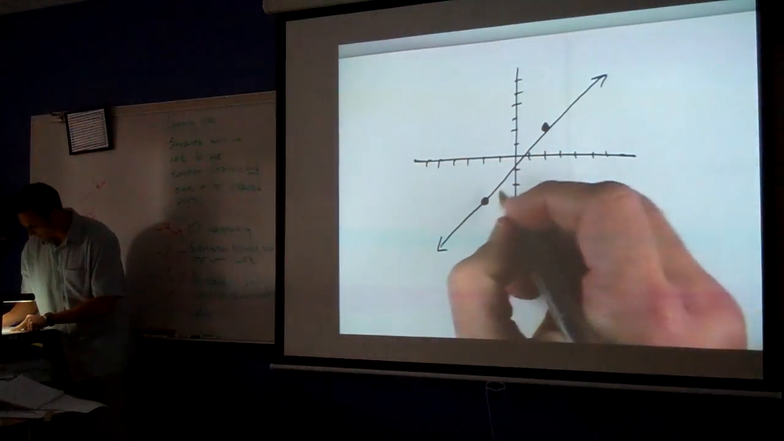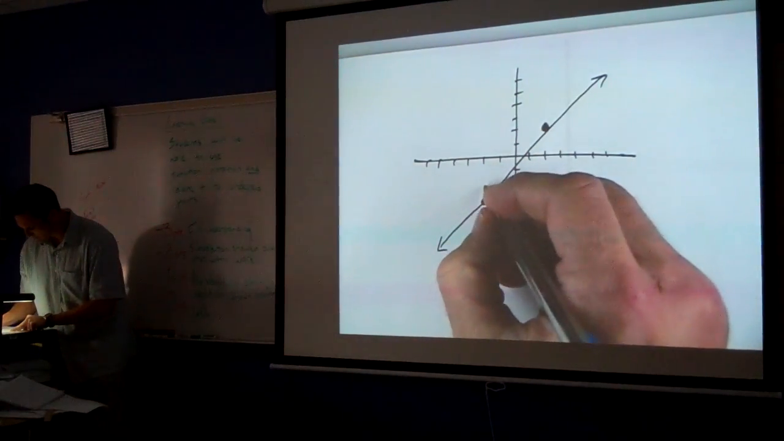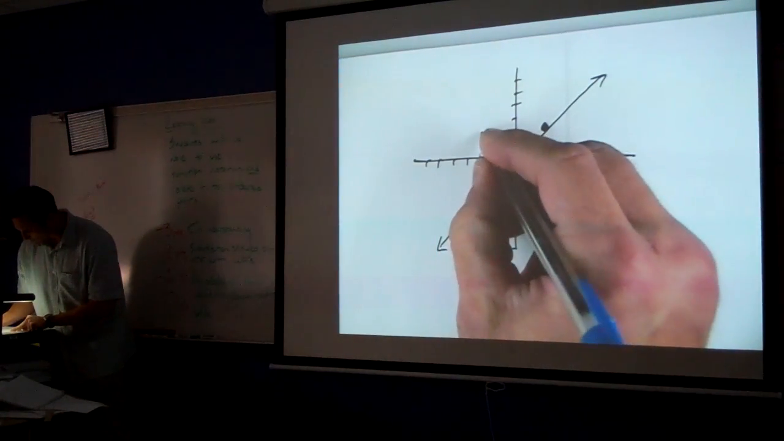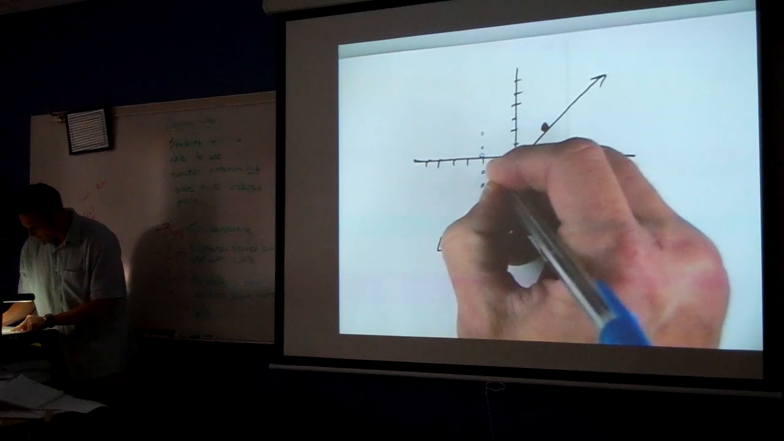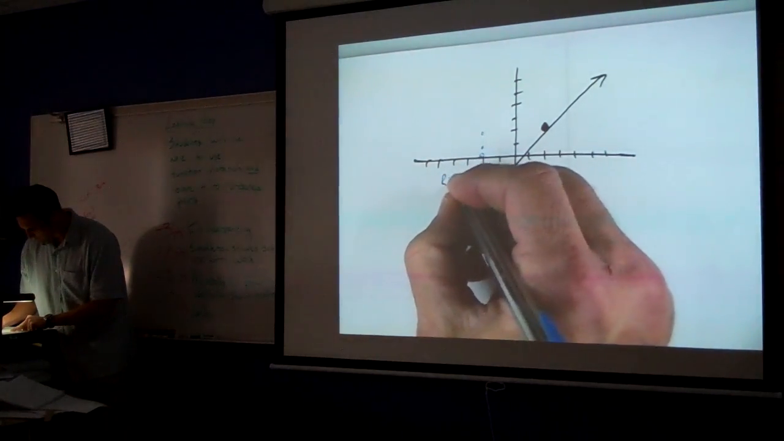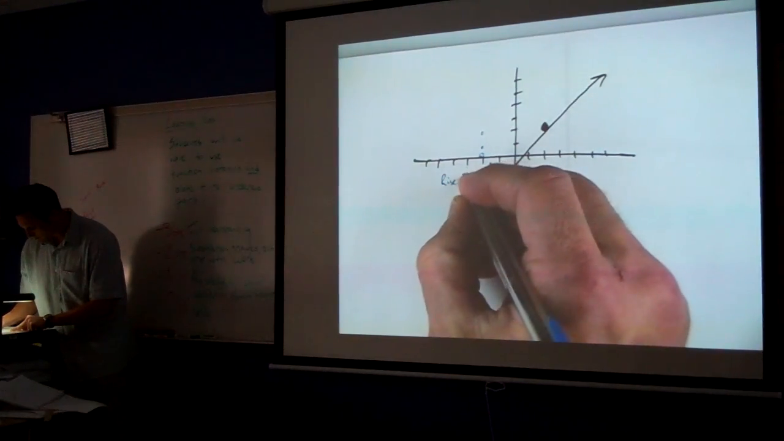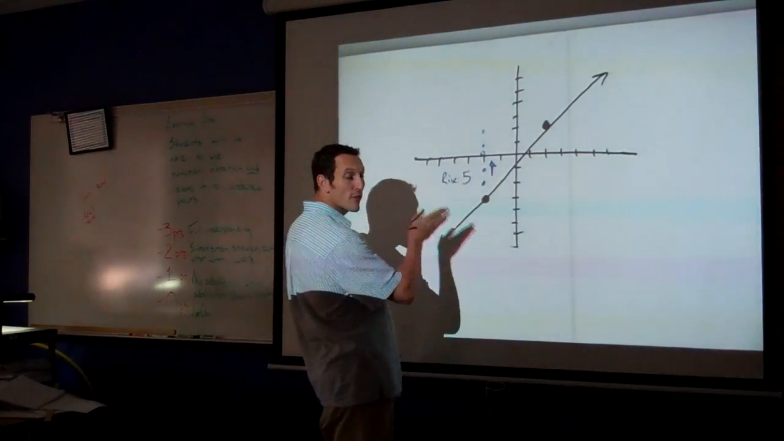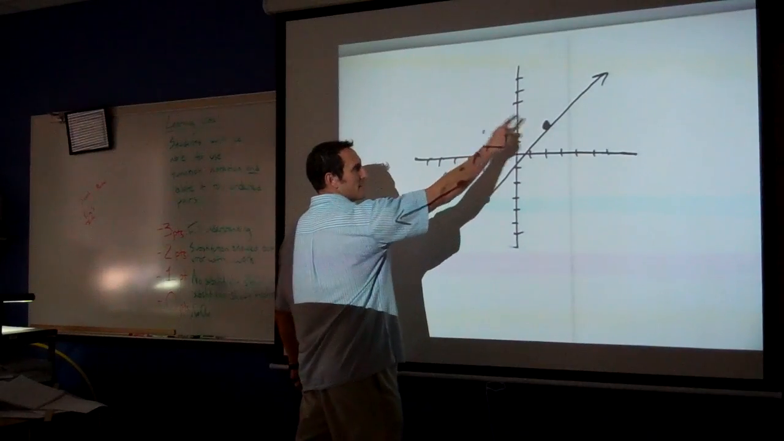I'm going to count the rise, and I'll use blue to represent positive. So it's positive 1, positive 2, positive 3, positive 4, positive 5. So this is a rise of positive 5. From that point, I'm going to count the run. How far over does it go to get to that second point?